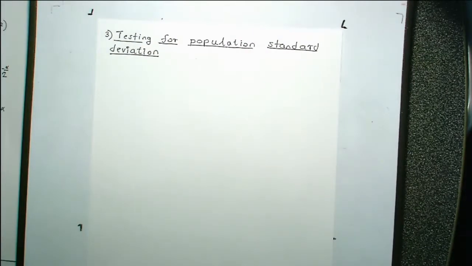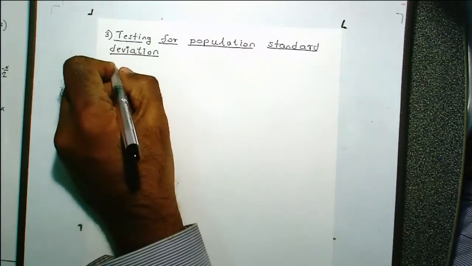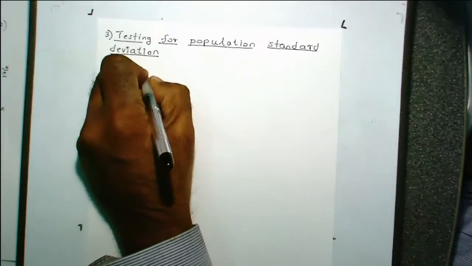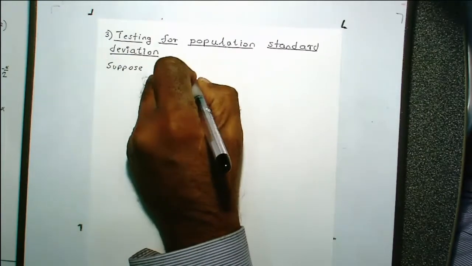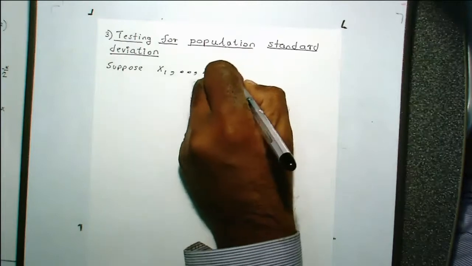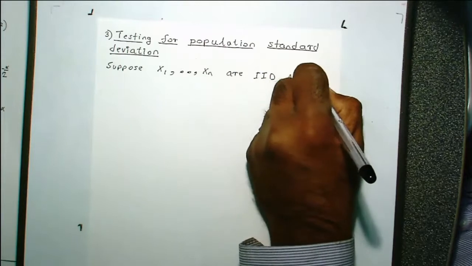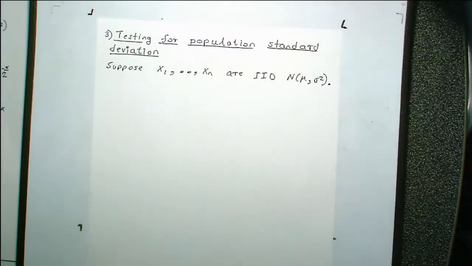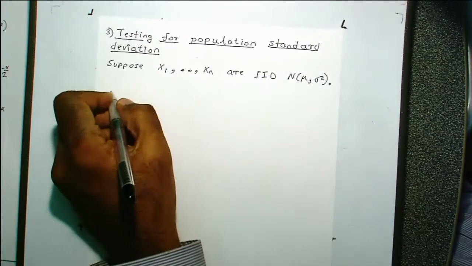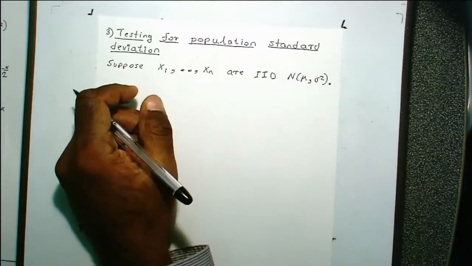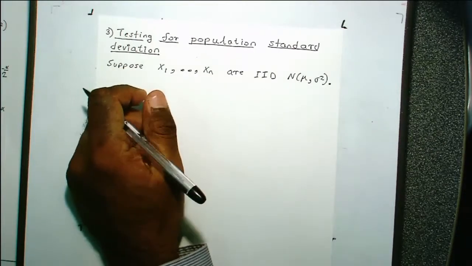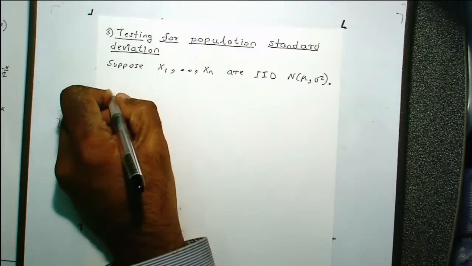Number 3. All right, here now we want to test for the population standard deviation. So suppose you have a random sample from a normal population, and we want to test not the population mean, but the population standard deviation. So it will be like this.